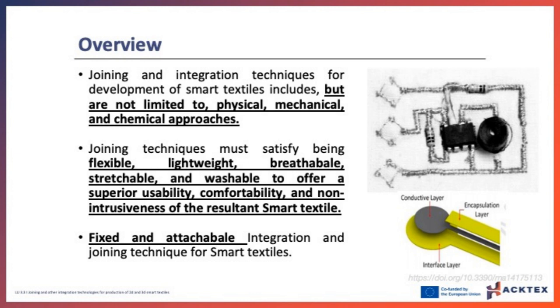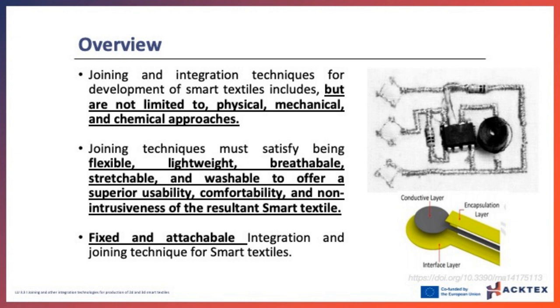Joining techniques must satisfy being flexible, lightweight, breathable, stretchable, and washable to offer superior usability, comfortability, and non-intrusiveness of the resultant smart textile. The joining and integration of smart textiles have been divided into two categories, the first one being attachable joining technologies. Attachable joining technologies are typically electromechanical components such as snap fasteners or USB connectors, used for functions such as attaching a power source to an e-textile garment.